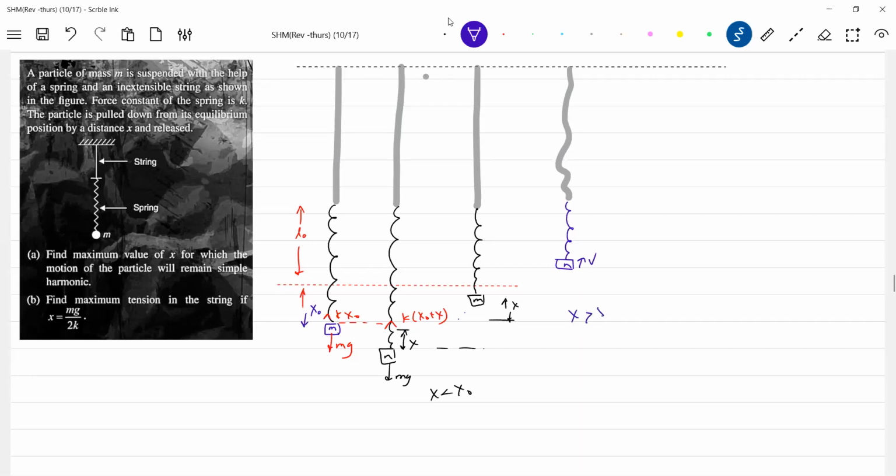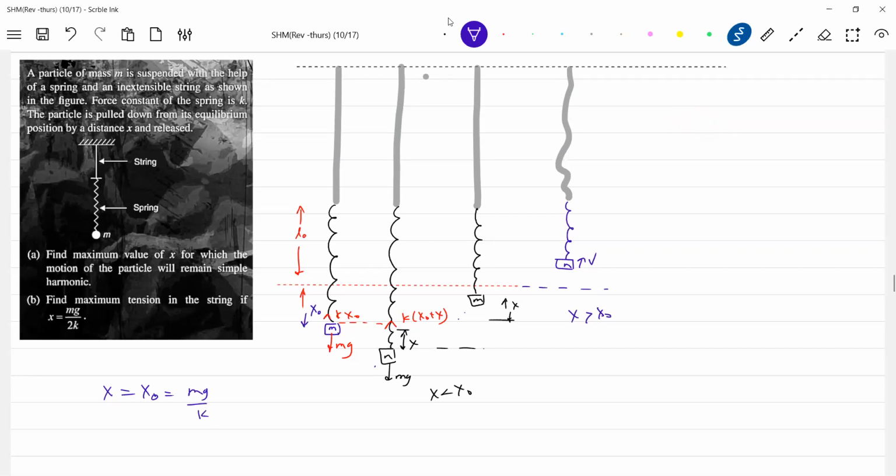If x is greater than x naught, it will cross this line. Maximum permitted value is when the spring is relaxed here. So x is equal to x naught. Maximum permitted value of x will be x naught. I think the objective questions can be asked, very simple idea. The maximum tension in the string if x equals mg by 2k, where is the maximum tension possible? At the lower extreme only.